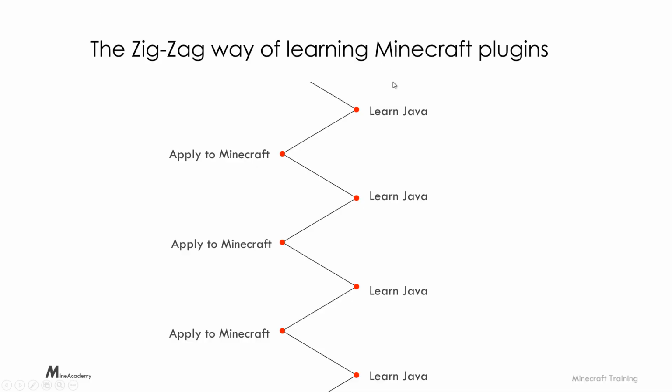You start by learning just the basics of Java, and then what you learn, you immediately apply to Minecraft. And then you're gonna learn some more, apply it to Minecraft, learn some more, apply it to Minecraft, right? So it's kind of zigzag. You do both things at the same time. You're not skipping ahead. You're not just learning Java. You're not just learning Minecraft coding.